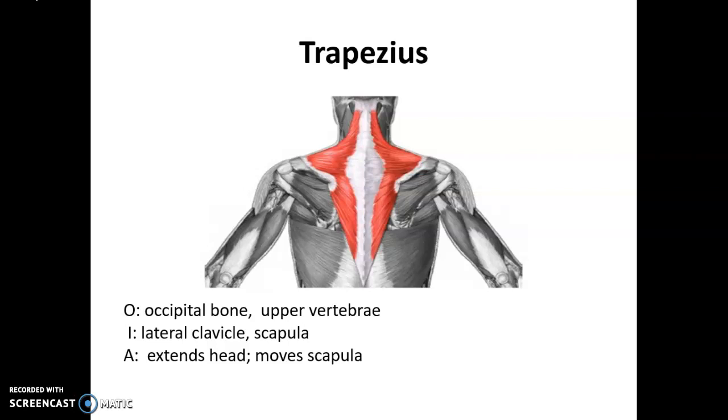The trapezius originates from the occipital bone, as you see here, and upper cervical and thoracic vertebrae, so all these, and it inserts into the clavicle and scapula. The trapezius helps us to extend the head and move the scapula.